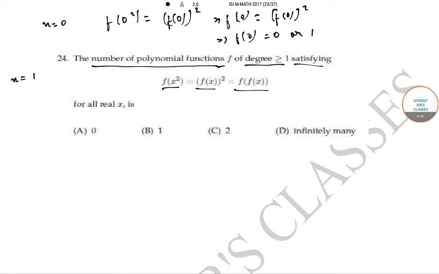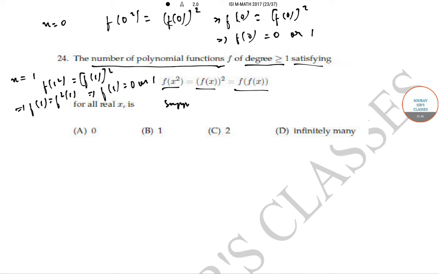Let x is equal to 1. Then f(1 squared) is equal to (f(1)) whole squared. So that is f(1) is equal to f(1) squared. Again we get f(1) is equal to 0 or 1.